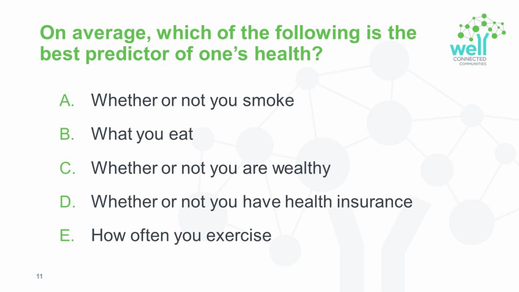Our next question relates to factors predicting individual health. Of the factors listed, which do you think best predicts one's health? A, whether or not you smoke. B, what you eat. C, whether or not you are wealthy. D, whether or not you have health insurance. Or E, how often you exercise. The answer is C, whether or not you are wealthy.